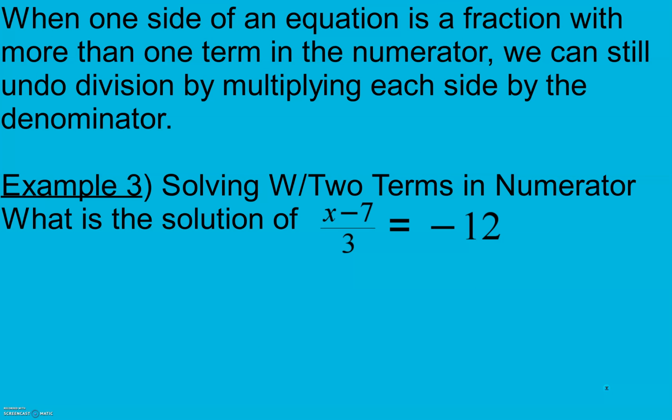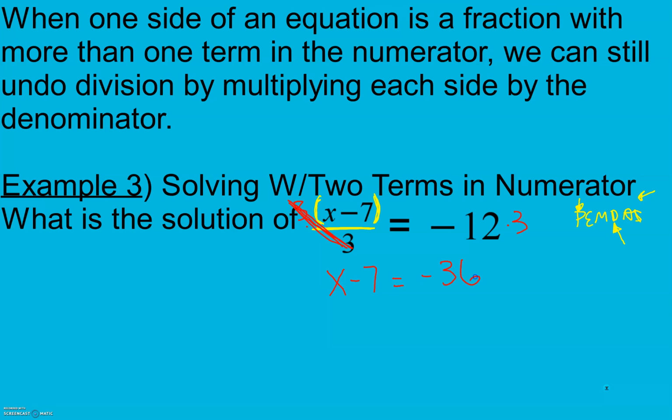When one side of an equation is a fraction with more than one term in the numerator, we can still undo division by multiplying each side by the denominator. So here, remember that fraction bars are grouping symbols. So what we really have here is x minus 7 in parentheses. So when I look at PEMDAS, I have subtraction, but that's inside my parentheses. Remember, parentheses is the last thing we're going to do when we go backwards. I have division. I can get rid of that first by multiplying. 3 divided by 3 is just 1 times x minus 7 gives me just x minus 7.